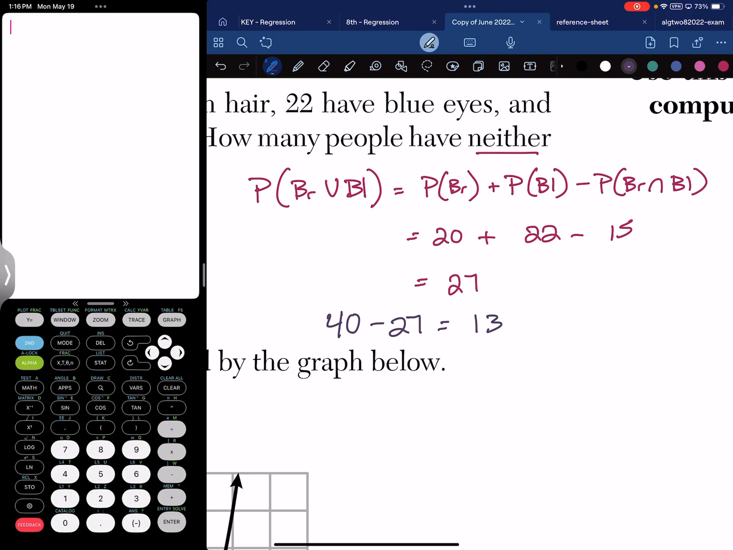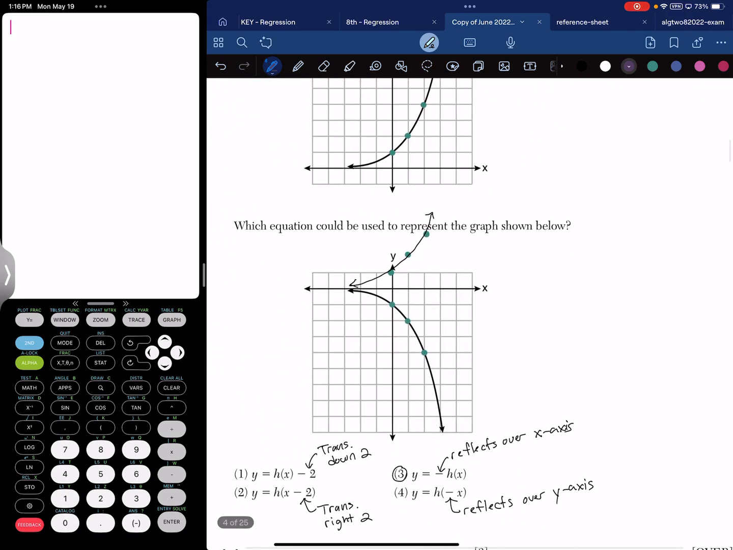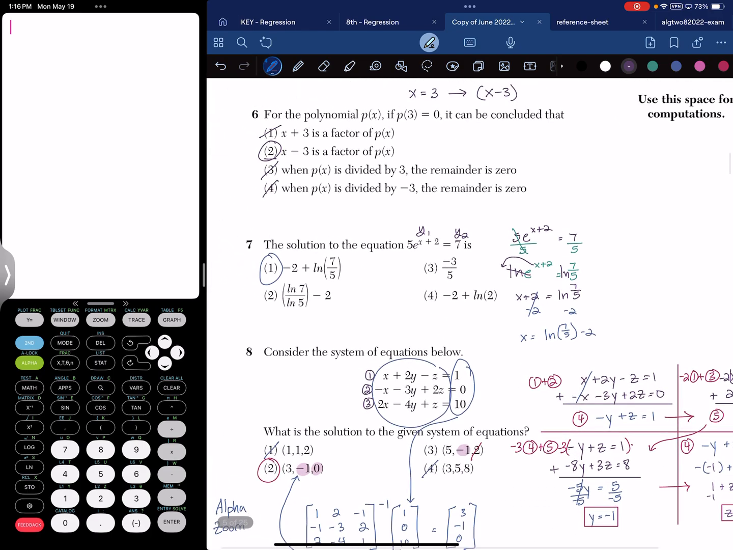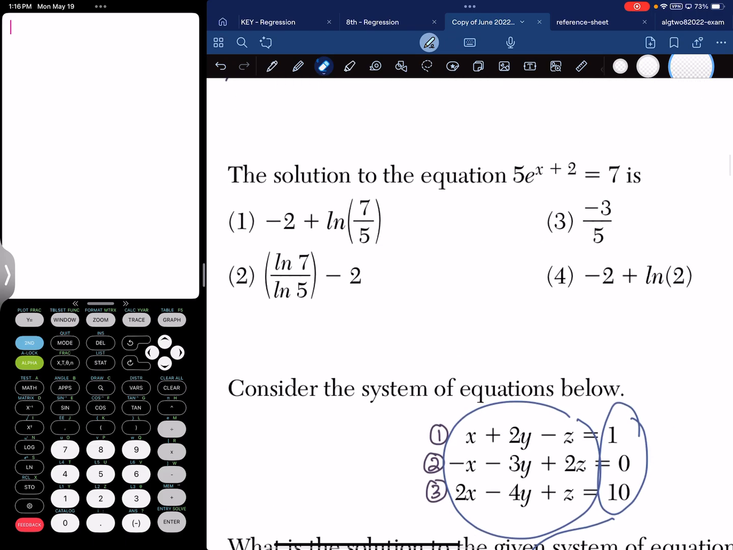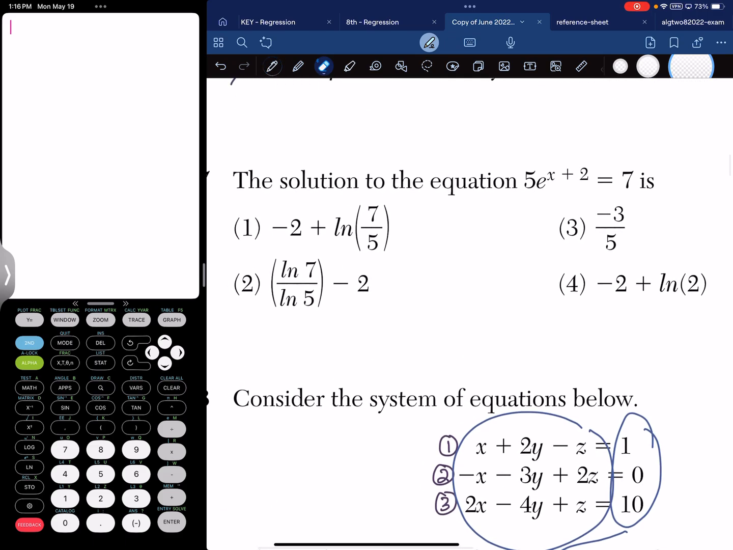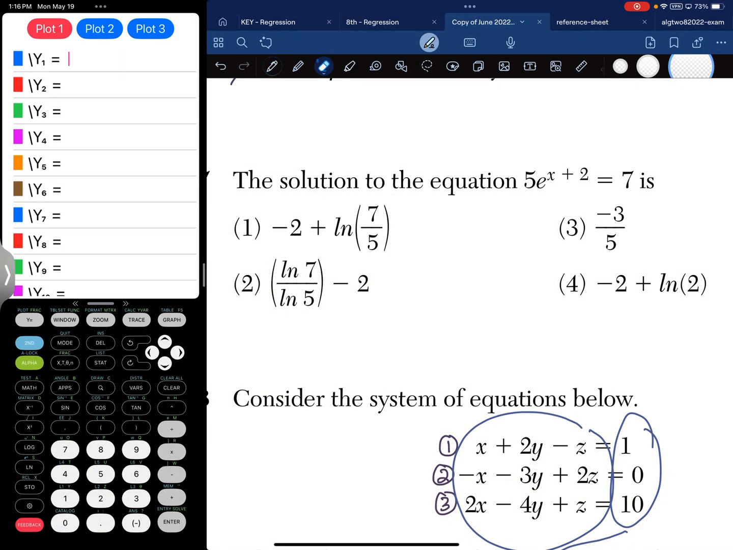Oh wow, that's cool. So that was number 4. Now let's look at 7. I've also had to do this one now in 2 classes. So there are 2 ways to do this. We could either do this in our calculator by plugging in Y1 and Y2. So we plug in 5 e, where e is the division symbol, second division, raised to the power of x plus 2. And then in Y2 we put 7.